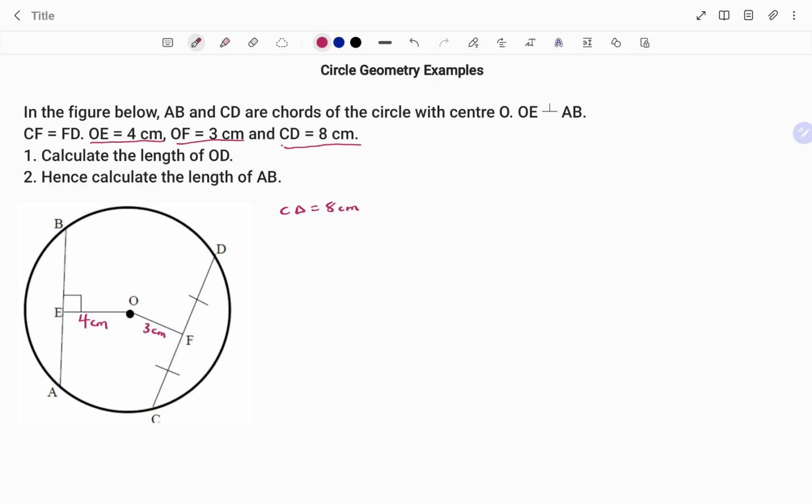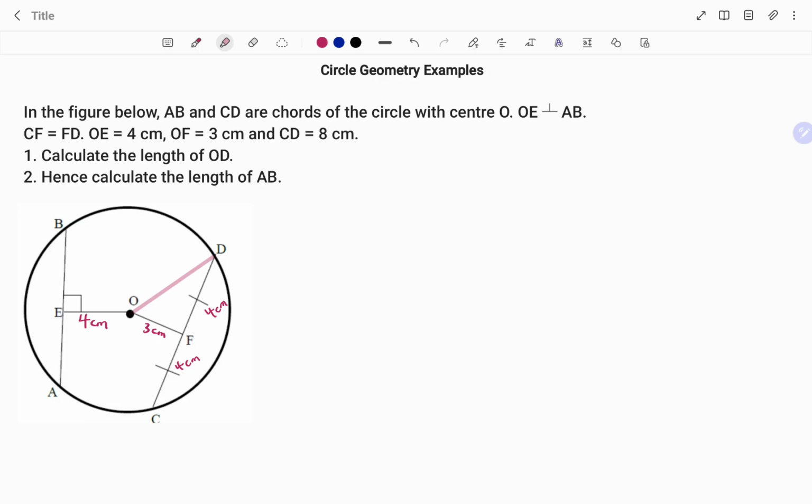However, CD is equal to CF plus FD. And because we've been told that CF is equal to FD, then it's divided by 2. CF will be 4 centimeters and FD will be 4 centimeters. 4 centimeters plus 4 centimeters will give us the total distance CD. Solving the first part of the question, we have to calculate the length of OD.